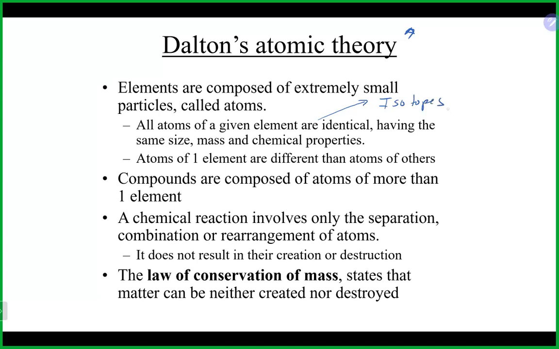Isotopes are the same element, but they have different masses. So obviously, if they have different masses, they cannot be perfectly identical to each other. They must contain something different than another isotope of that element in order to have different masses. So that is not correct in terms of Dalton's atomic theory.